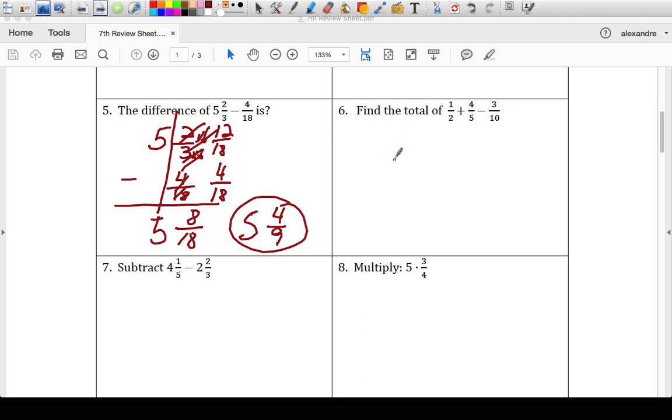Okay. Total, I'm going to add. So if I'm adding this, I'm going to need to find the LCM of 2, 5, and 10. And the LCM is going to be 10.